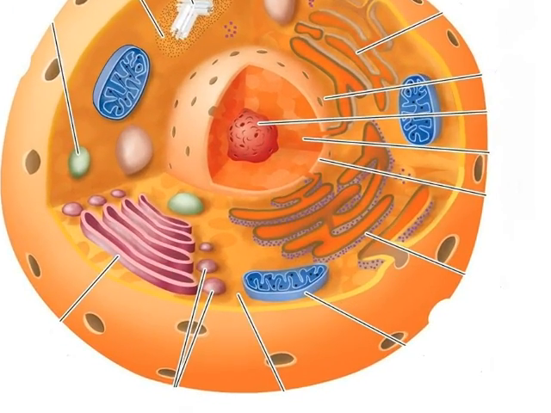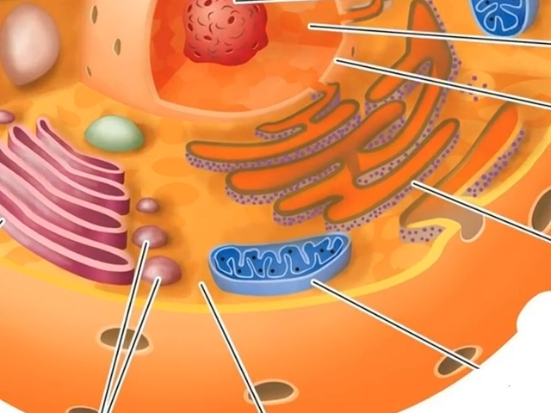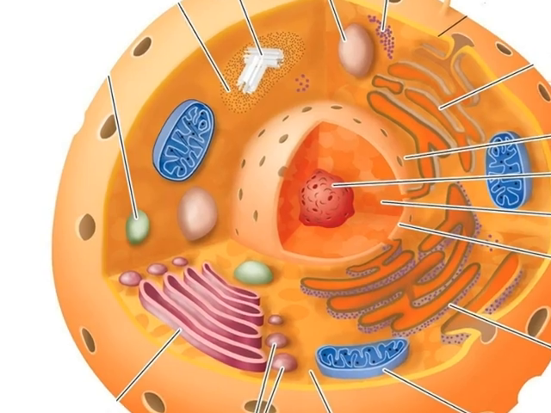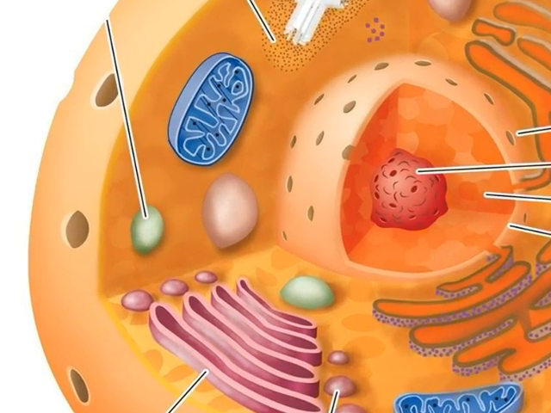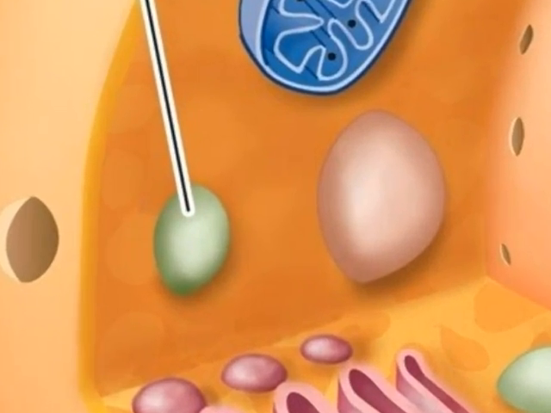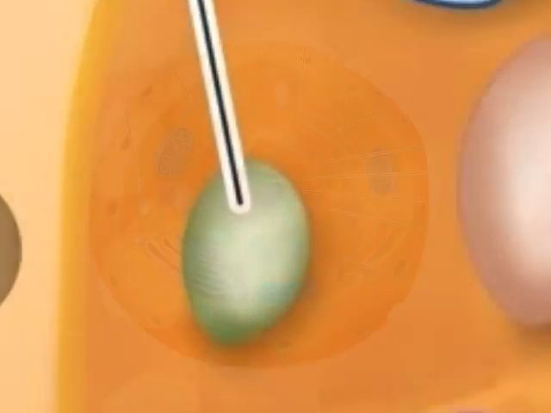The mitochondria is the site of cellular respiration and produces ATP, which is used as energy for the cell. This is the vacuole. It is primarily found in plant cells, but can be found in animal ones. They store water, food, and other sources of energy.